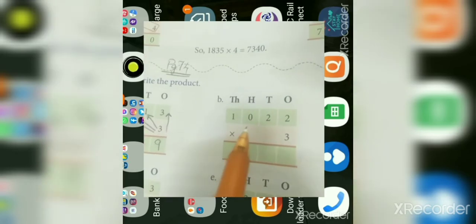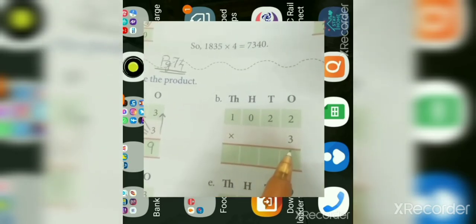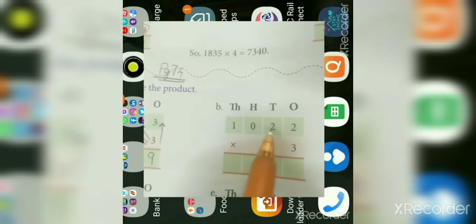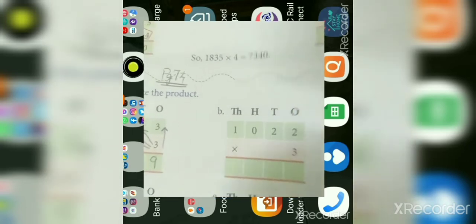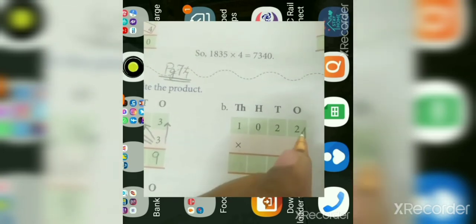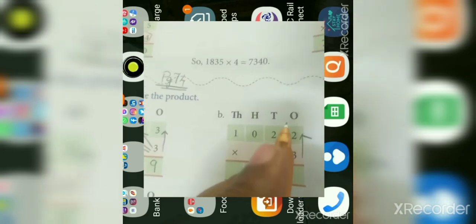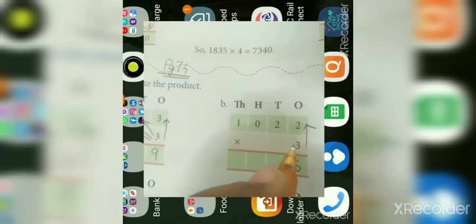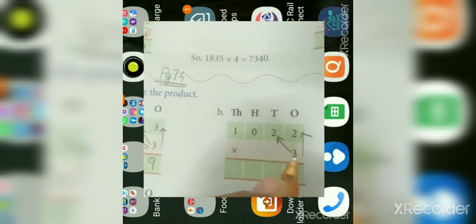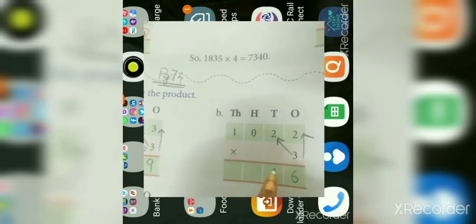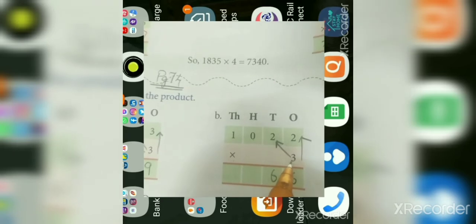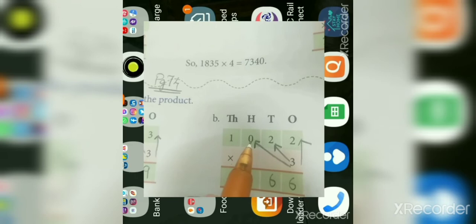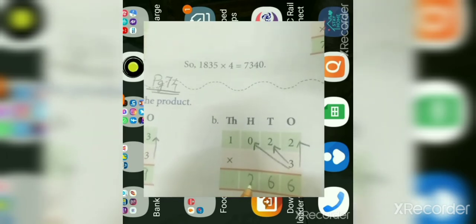Second problem is 1022 into 3. In 1022, the hundreds place is 0. So here also first we will multiply 3 2s are 6. The answer we will write in the ones place. Again the number in tens place is 2, so 3 2s are 6. 6 we will write in the tens place. Now we will go to the hundreds place. Hundreds place 0 is there, so 3 zeros are 0. So in the hundreds place 0 will come.